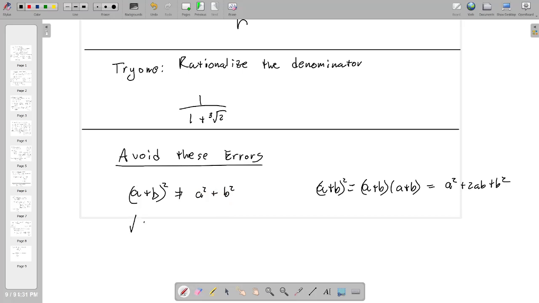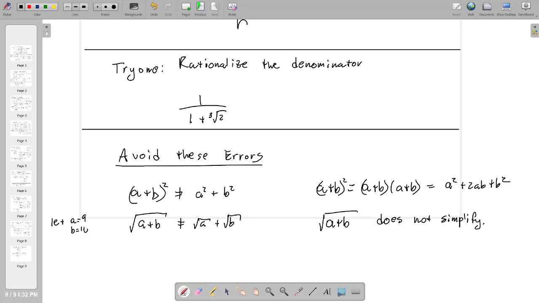A very similar problem, the square root of a plus b is not equal to the square root of a plus the square root of b. This is easily disprovable. The square root of a plus b does not actually simplify. Let me show you how to disprove this. Let a equal 9 and b equal 16. Then on the left here, we would have the square root of 25. And on the right, we would have the square root of 9 plus the square root of 16.